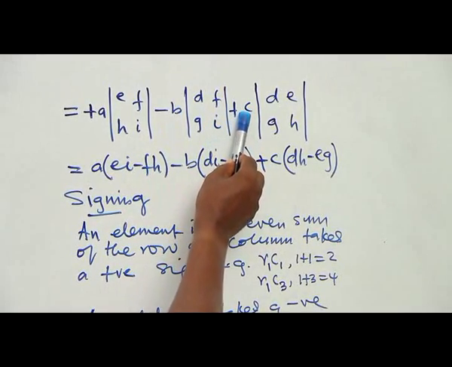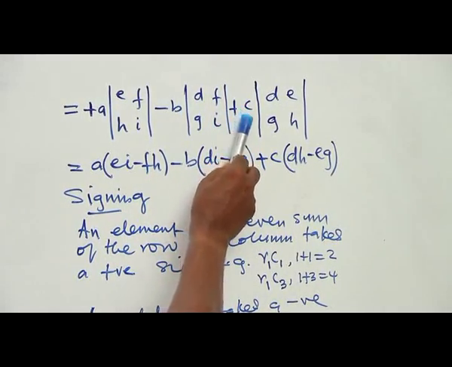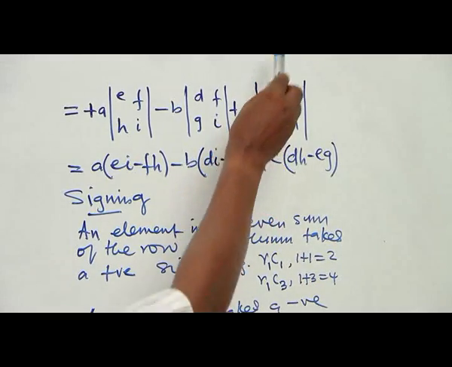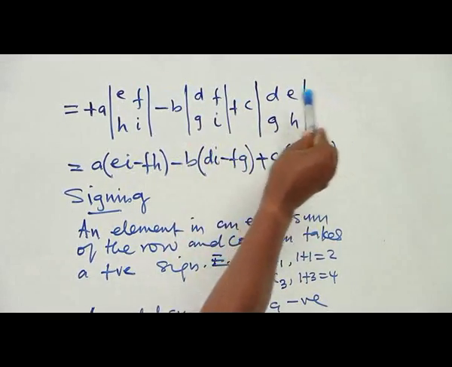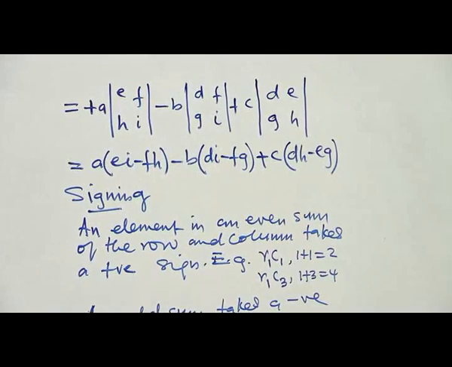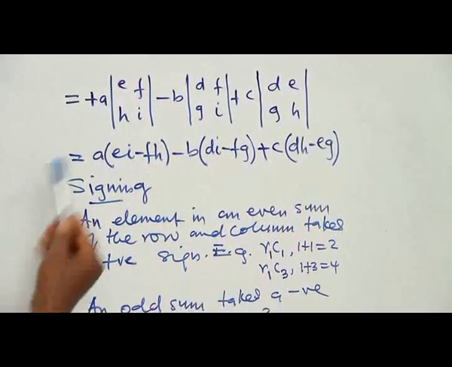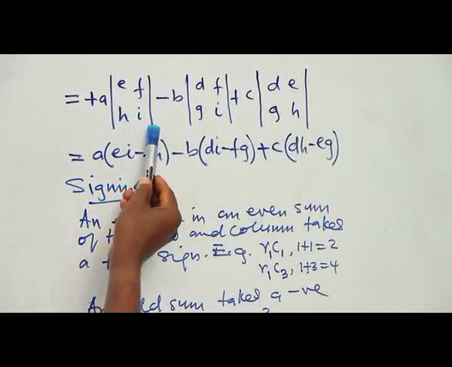Then the next element will be signed positive, plus C. You do the same thing. You delete everything along C and along the row. You will be left with D, E, G, and H. We are back to the determinant of order 2.